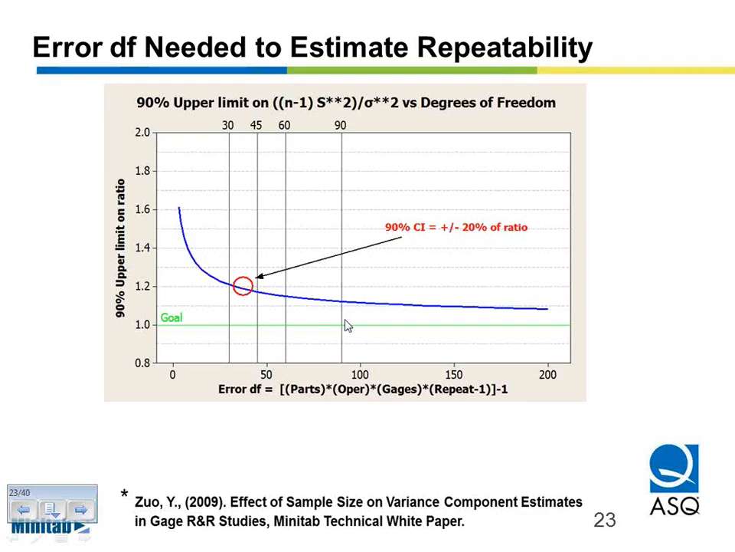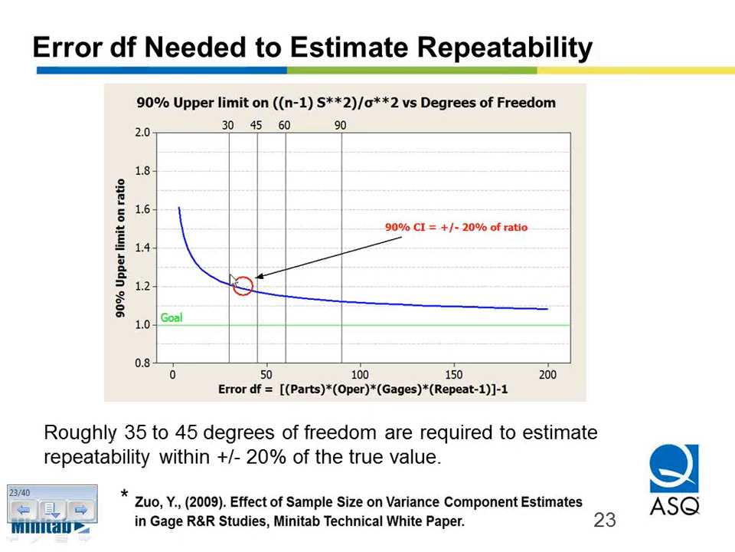So at some point, you reach the point of diminishing returns, and we're going to estimate that to be somewhere right around 20%. Whenever you get within plus or minus 20%, it's a little bit subjective, but we're going to choose to use 20%. And what we're going to learn is that if you can use between 35 and 45 repeat measurements, in other words, that many degrees of freedom, that will give you a reasonable estimate of your within-gauge variability.